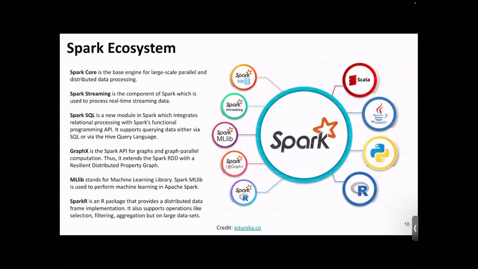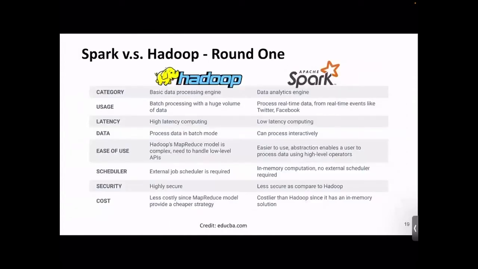GraphX is a Spark API for graphs and graph-related analytics. MLlib is a machine learning library provided by the Spark community, but it's not widely used. It's still something that you can use if you want to build some machine learning models directly using Spark. And then SparkR is a bunch of R packages that help you to use R and R-related modules. So I won't go into this one.